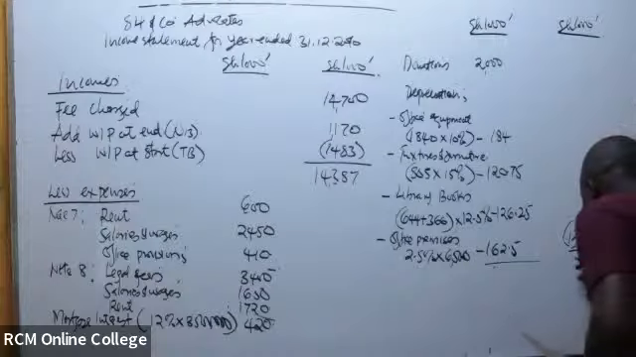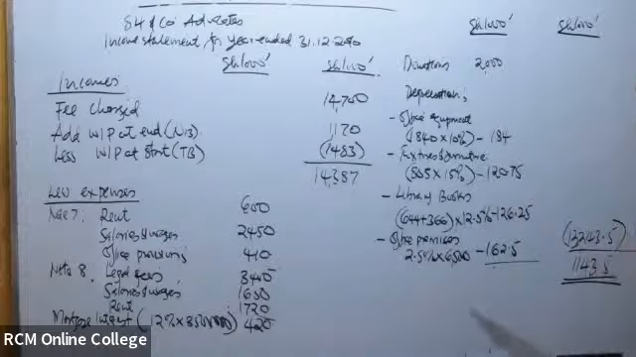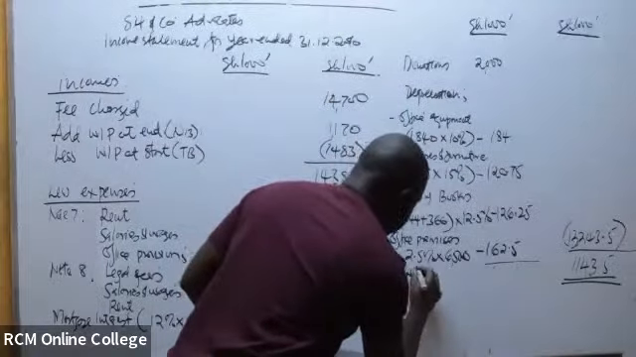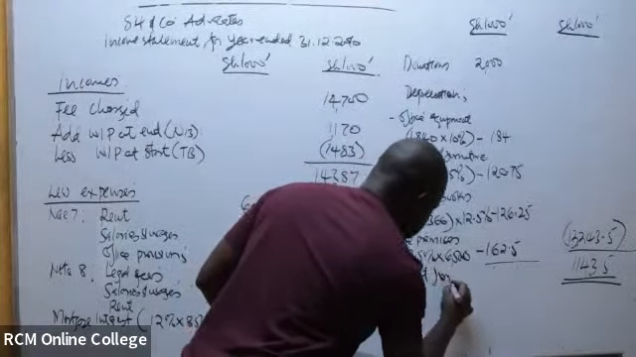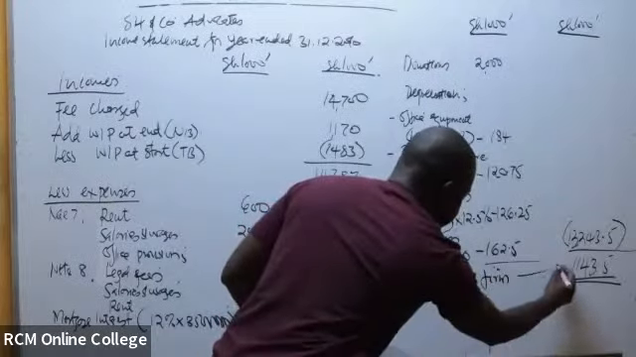$1143.5. So that is the profit for the farm. Profit for the farm. It will be that one.